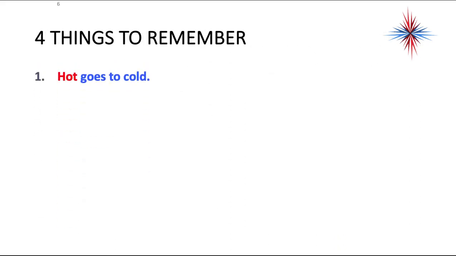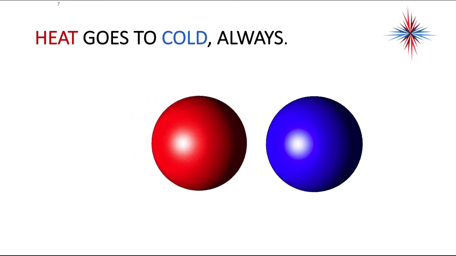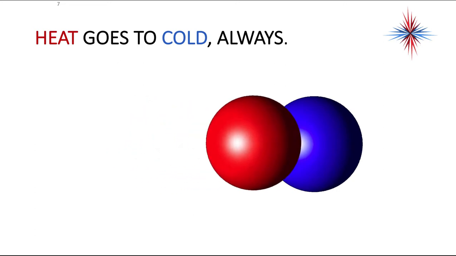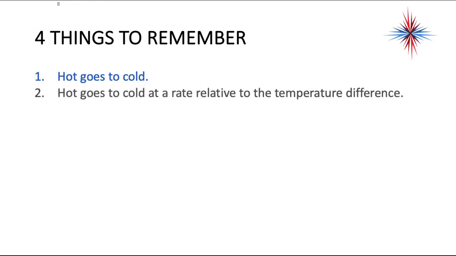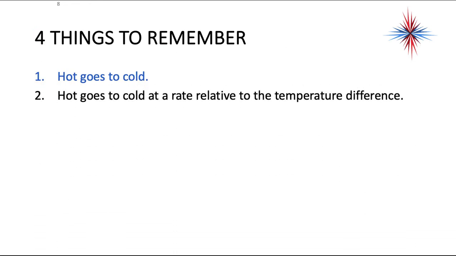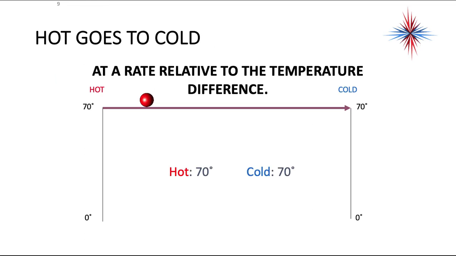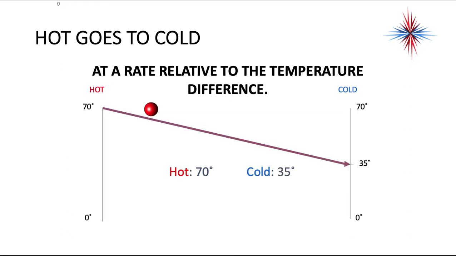You have four things you have to remember. Hot always goes to cold. Cold never goes to hot unless it's done mechanically. So heat always tends to move to the colder air. Hot goes to cold at a rate relative to the temperature difference. So if my hot and cold are both at 70 degrees, I'm at a balance point. Nothing's going to change. If I drop the outside temperature to 35 degrees, the hot, which is 70 degrees, is going to attempt to take the cold and bring it up to a balance of 70 degrees.